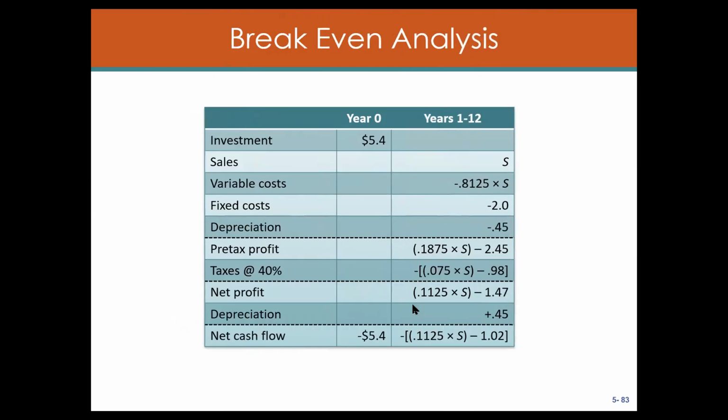So here we go. My investment is 5.4 million and my variable cost ratio is 81.25%. And obviously my contribution margin is 1 minus that. So if I do all the math over here and I come to the net cash flow, that means my net profit plus depreciation, at break even, my net cash flow 5.4 should equal this, right? Should equal 0.1125 times sales minus 1.02 if you derive all this.